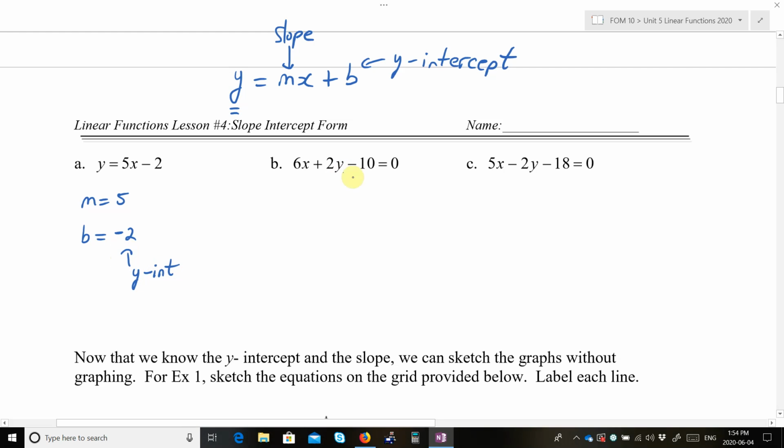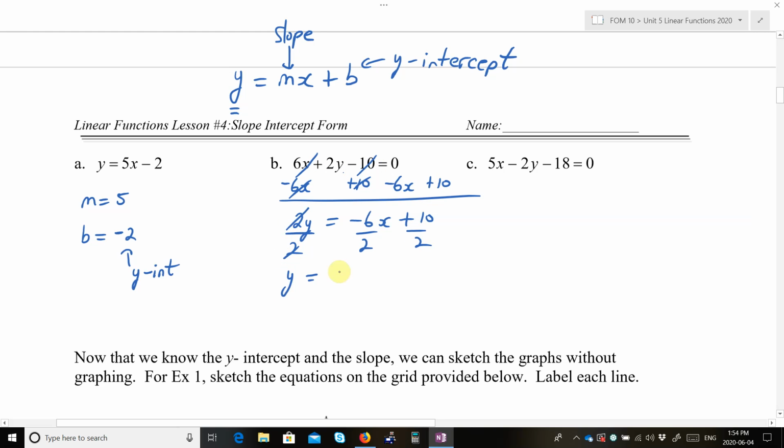With letter B, we have to get y by itself first. So let's subtract 6x from both sides. Let's add 10. Divide everything by 2. So y equals negative 3x plus 5. Awesome, so the slope m is negative 3, and b, the y-intercept, is positive 5.